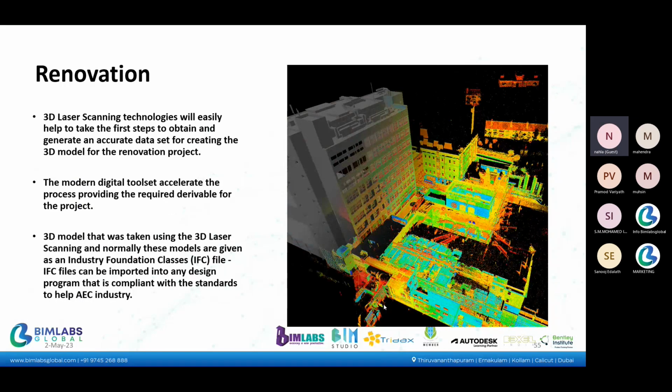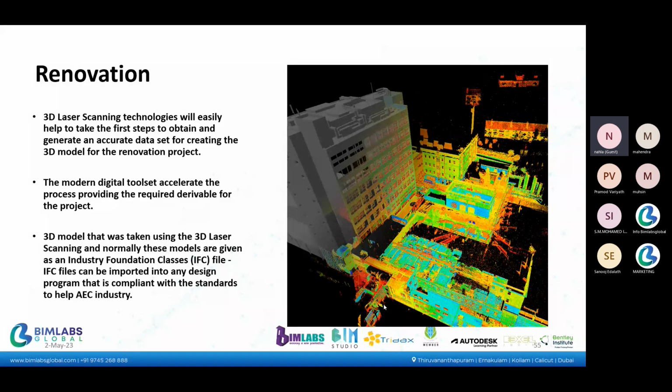Okay, coming to renovation, 3D laser scanners are used. Using 3D laser scanners, we can scan the entire building, for example for buildings where plans and other data are not available.